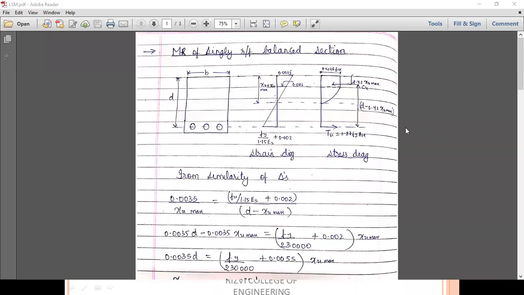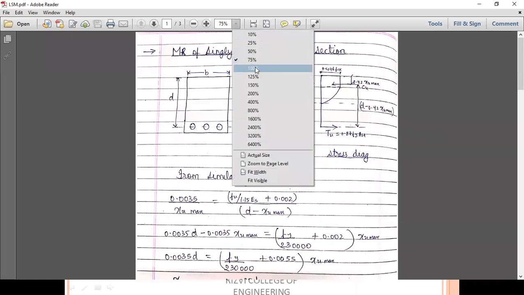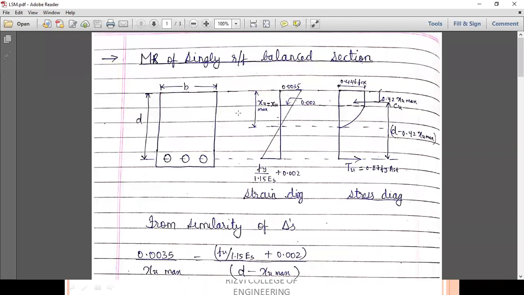Yes, so now in this you will understand it very clearly. This is the MR of a singly reinforced balanced section. This is the strain diagram, this is the stress diagram that we have already discussed in the slides. This is the maximum strain value 0.0035, and this level of steel, this is your strain in steel, Fy upon 1.15. This 1 upon 1.15 is actually 0.87.